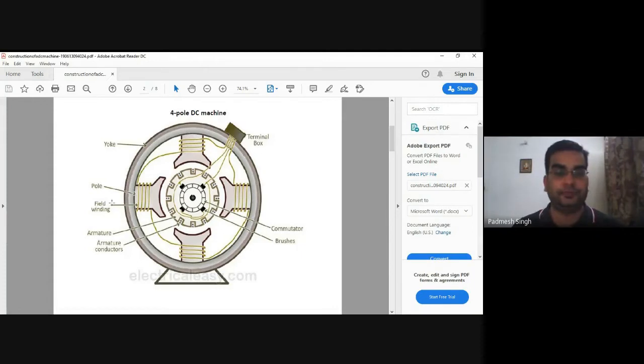After that, coming to this one, this is your pole. In this diagram we can see there are four poles: 1, 2, 3, and 4. It is a 4 pole machine, and on the pole there is a field winding. The field winding is of concentrated type.